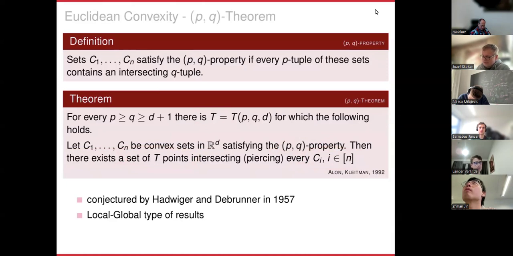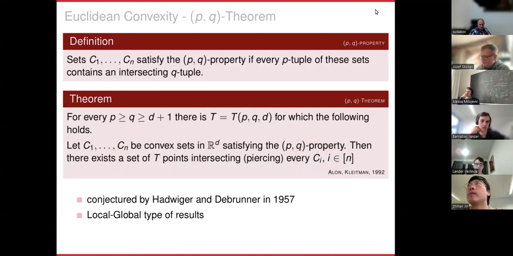So let's think it one more time through, okay? So I have a system of sets such that if I take any p-tuple of them, I find q of them that intersect, that have non-empty intersection. And when this is true, I can find, independently of n, t points such that this set pierces every Ci, has non-empty intersection with every Ci, okay?